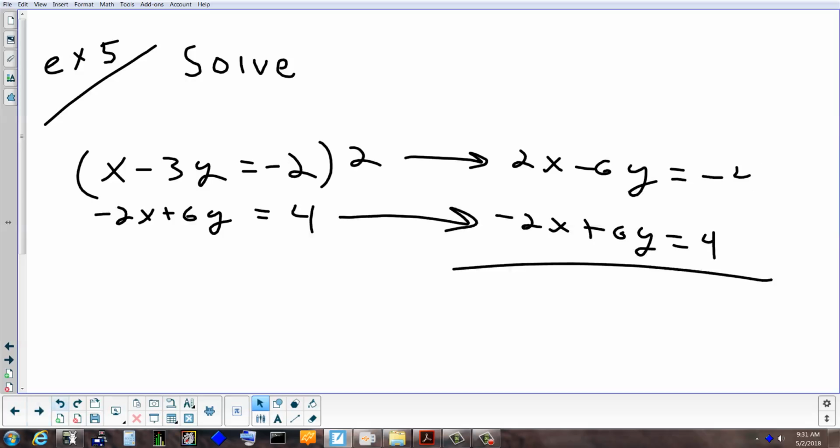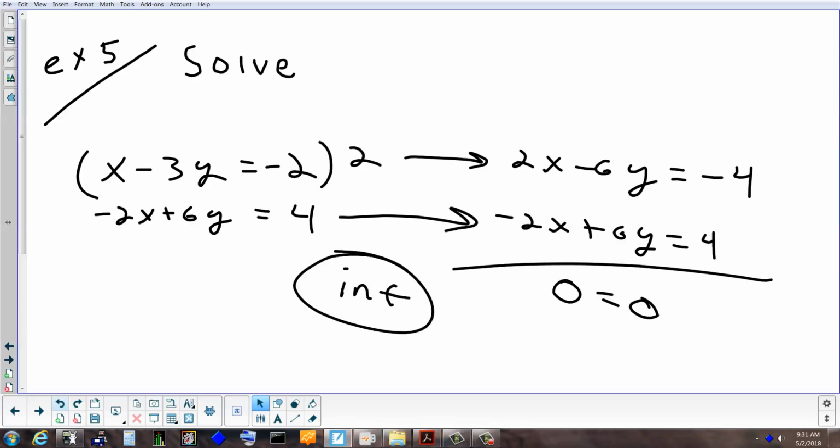Sometimes it works. All right, add them up. The x's cancel, the y's cancel, and negative 4 plus 4 is 0. You get a true statement, which is infinite solutions. If you were to graph these two lines, they are both the same line. Same slope, same intercept.